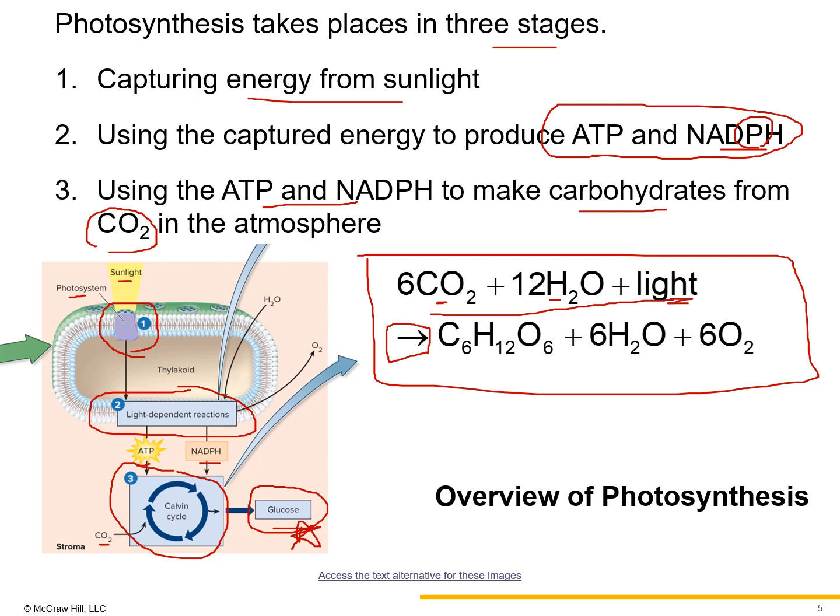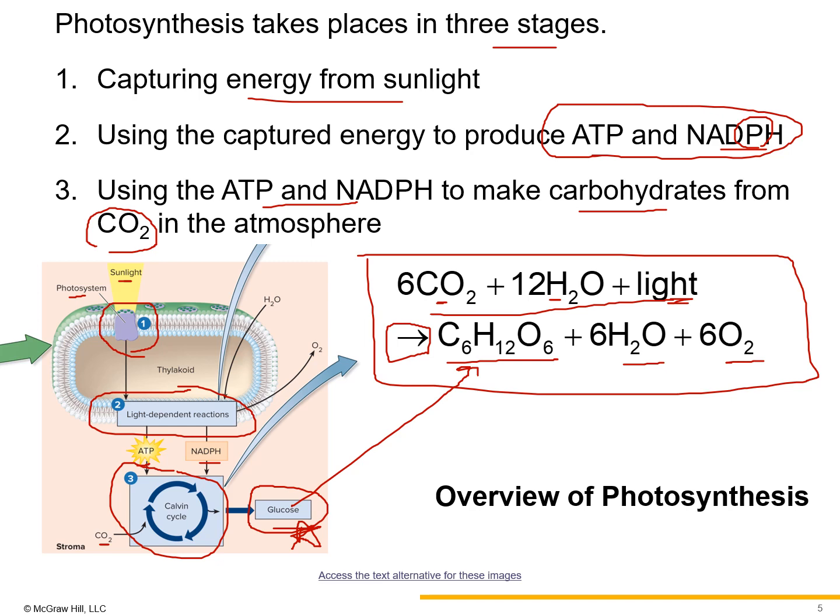And everything on the right are the products. So this molecule here, C6H12O6, that is what glucose is. It's just the chemical formula for it. So glucose is made, again, that's the main goal, to make those carbohydrates. We also get some water being made, so it's a reactant and a product. And instead of carbon dioxide on this side, we have oxygen. So carbon dioxide comes in, oxygen gets released.